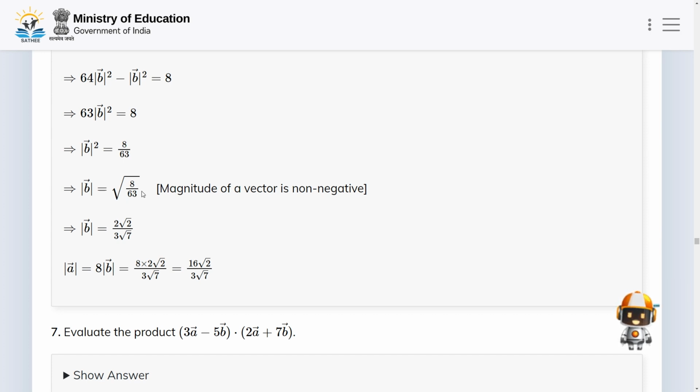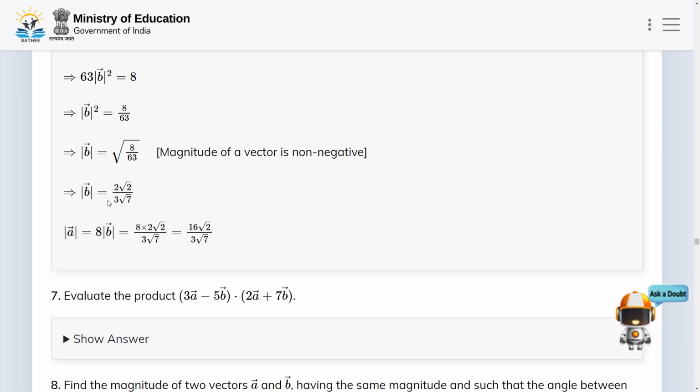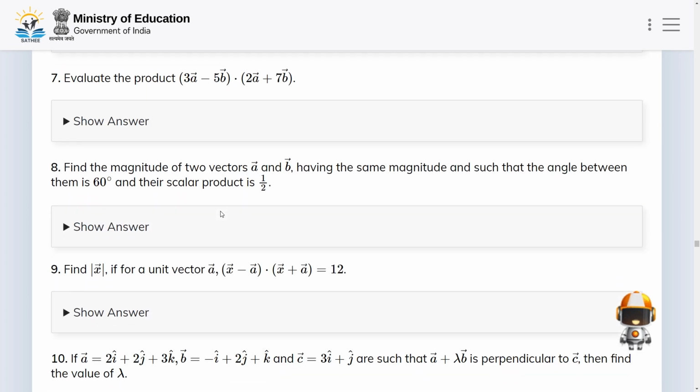Okay. Clear? This means after simplifying, you will have the magnitude of B: the numerator will be 2 root 2 divided by the denominator 3 root 7. And from this, you can directly find the magnitude of A, which will be 8 times this. This means 16 root 2 divided by 3 root 7. Okay. Easy to find. Now, seventh problem.